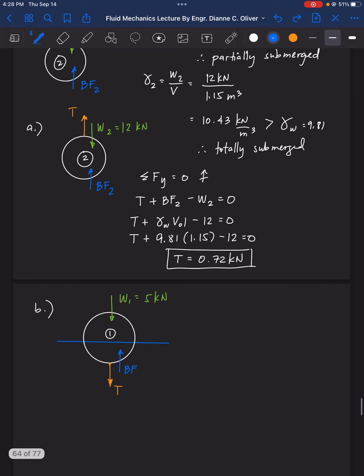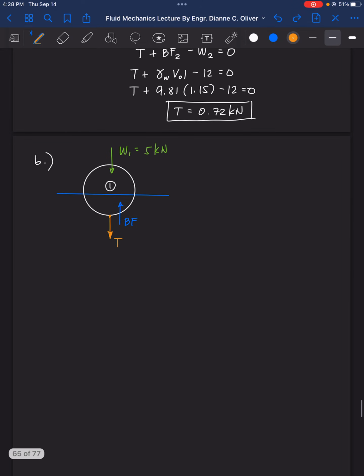And of course, the value that we got here is the same value as what we will put here. So they are of equal value. And this letter B is asking for the height h, the depth of flotation h. So how do we solve this? How do we get this portion here?